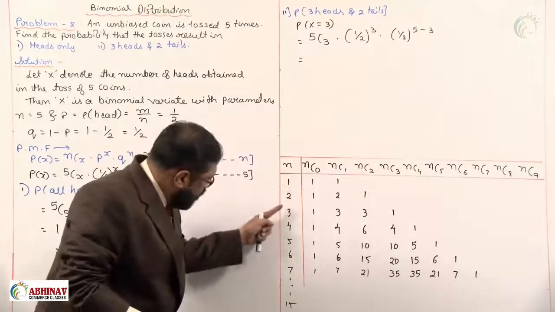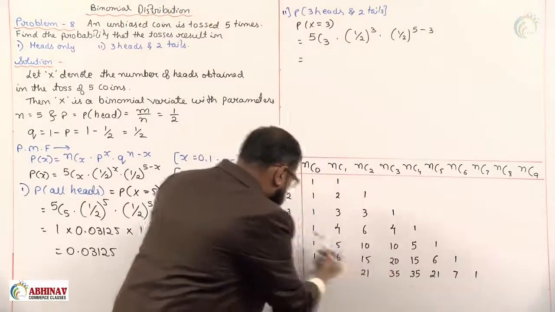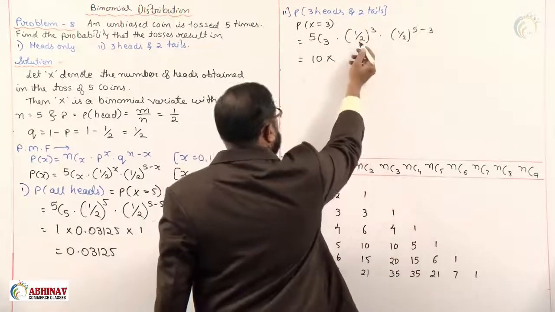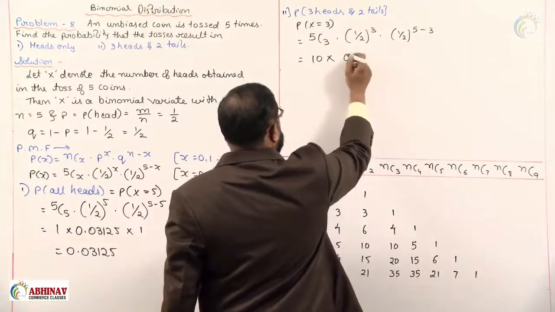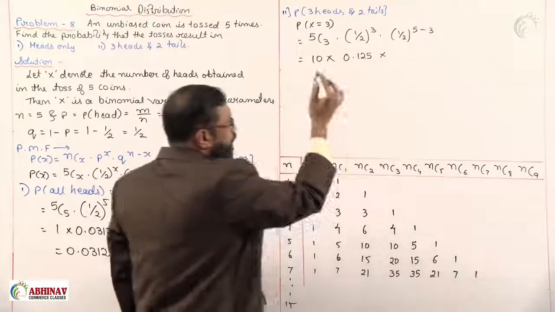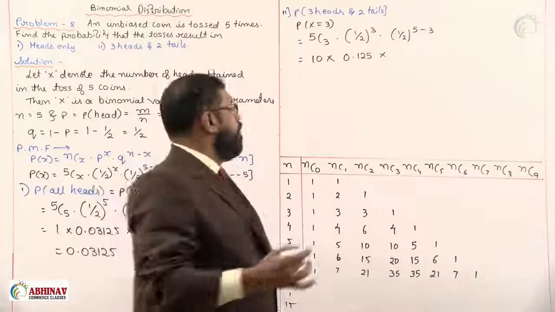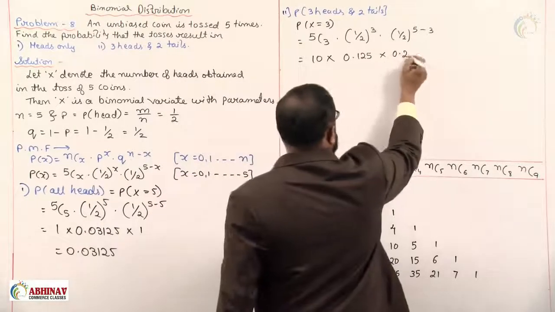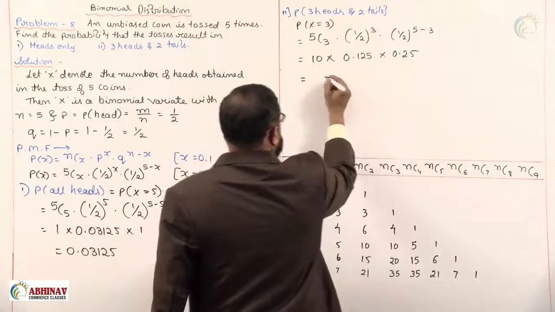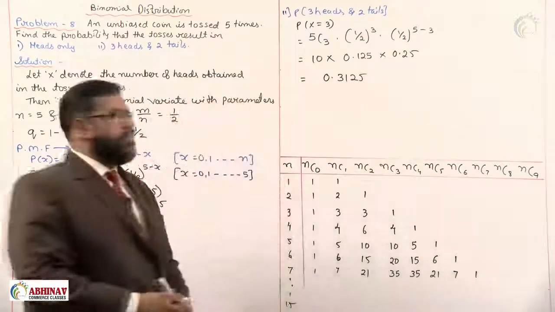See here, as per your table, 5c3 is 10. 1 by 2 is 0.5. Multiply 3 times, what we get is 0.125. Half. 5 minus 3 is 2. Half means 0.5 raised to 2, what you get is 0.25. 10 into 0.125 into 0.25. The final answer is 0.3125. That is your final answer. That's all.